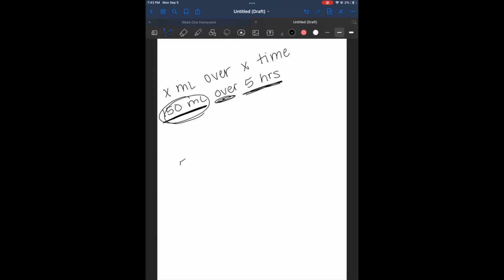Now, if it says, say, 75 milliliters per hour for something, then this means that you need to times it by blank hours, whatever your time is. So let's say that something says that the patient's getting normal saline at a rate of 120 milliliters an hour for the shift.